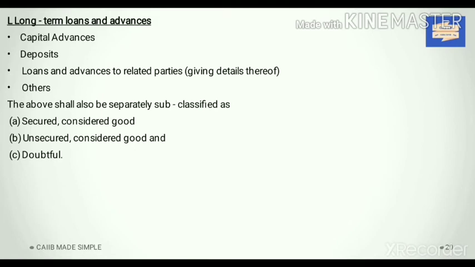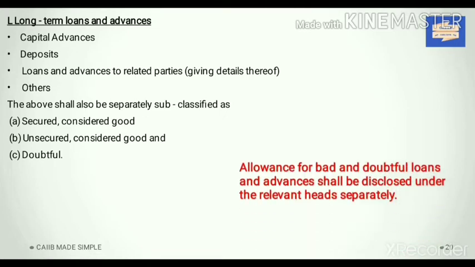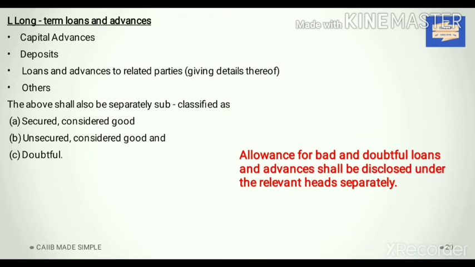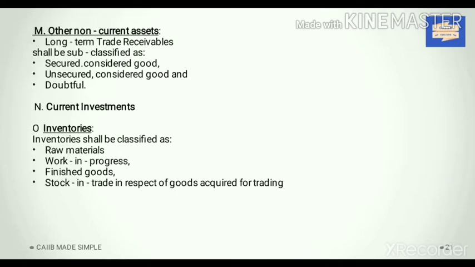Next is long-term loans and advances: capital advance, deposit, loans and advances to related parties or friends, others, etc. come under long-term loans and advances also. The above shall also be classified as secured, considered good; unsecured, considered good; and doubtful. So, allowance for bad and doubtful loans and advances shall be disclosed under the relevant heads separately. Next is other non-current assets. It considers long-term trade receivables, again subclassified as secured, considered good; unsecured, considered good; and doubtful. Next is current investment. Next one is inventories. Inventories consider raw materials, work in progress, finished goods, stock in trade, etc.